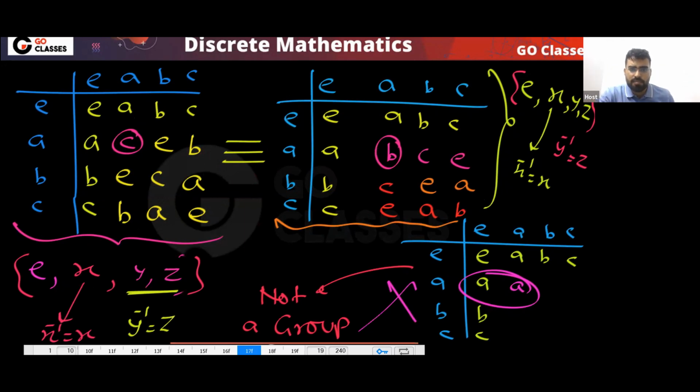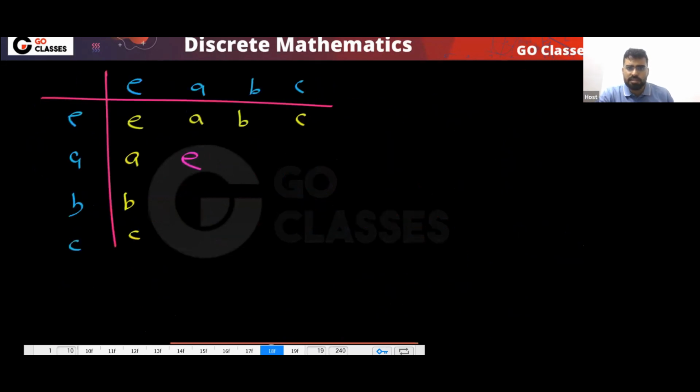Is this clear? Is it clear to everyone? Does anyone have any doubt in this? And if I put E here, now what will happen? Tell me. If I put E here, now what is going to happen? Here I have a choice.